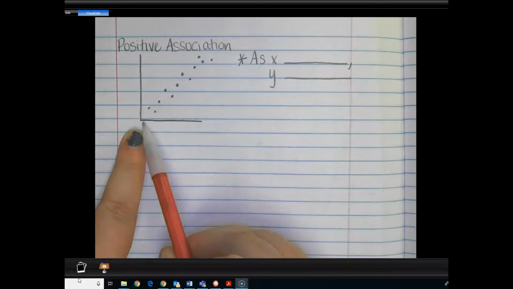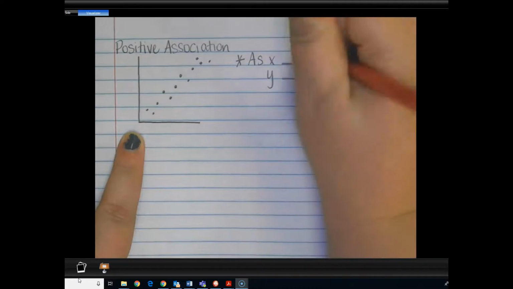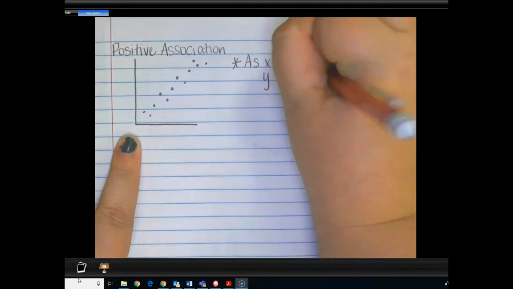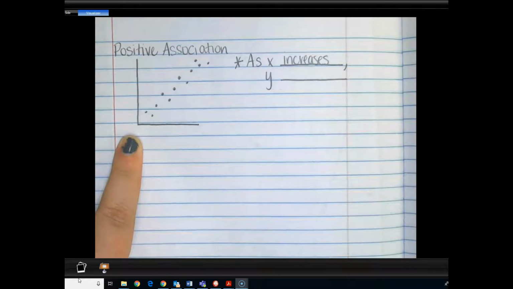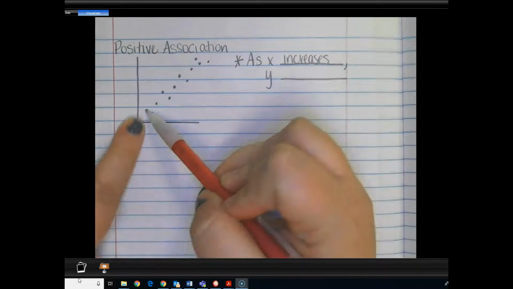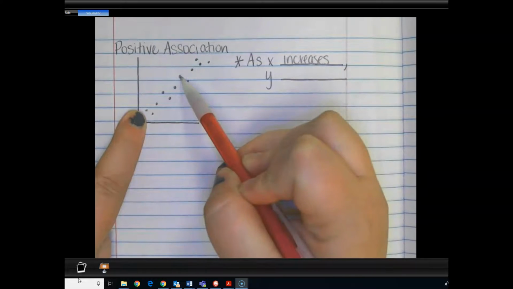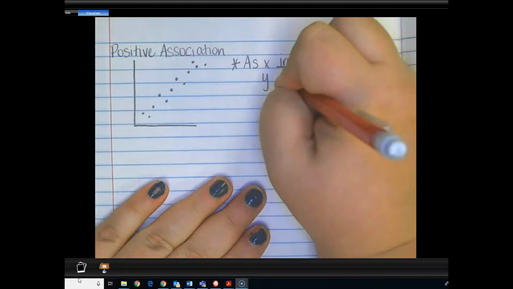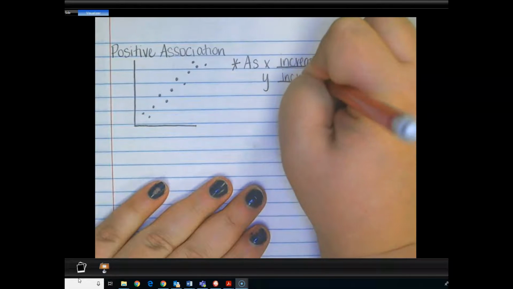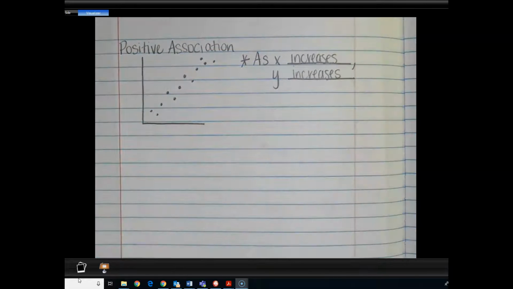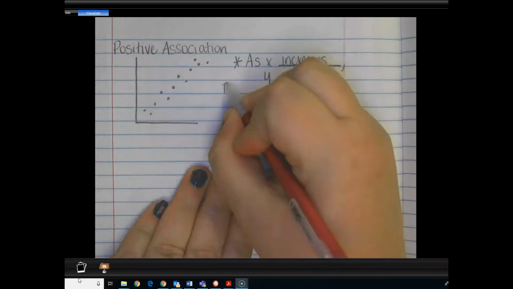Here's my x-axis. And as x increases, I can see that my y's are also going up. So if I look at this point to this point, my x went up, and my y went up. So my y also increases. As my x increases, my y increases. And we're going to look at a real world example.